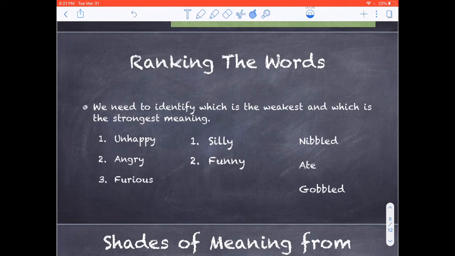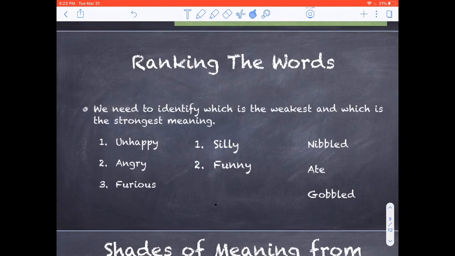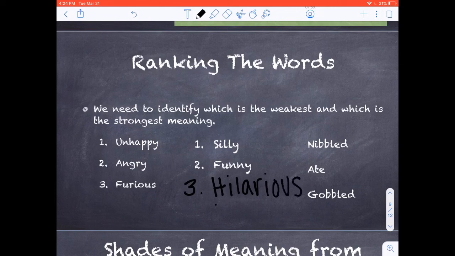Unhappy, angry, furious. Unhappy is simple and weak. Furious helps us imagine what that person is truly feeling, the intent of their anger. Our next set of words only has two, silly and funny, and that's because I want us to think of a third word that really describes this in better detail. Hilarious. This really gives us an idea of just how silly, just how funny. This is a strong word.